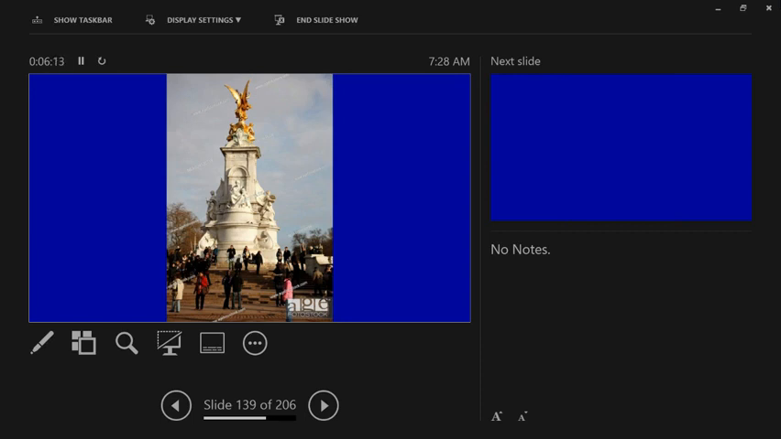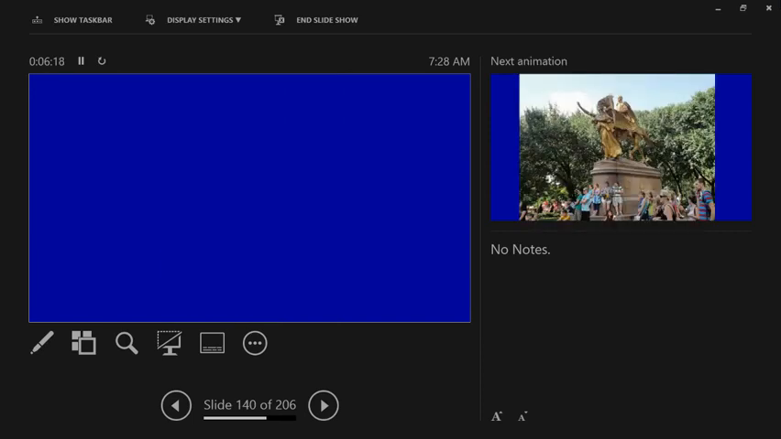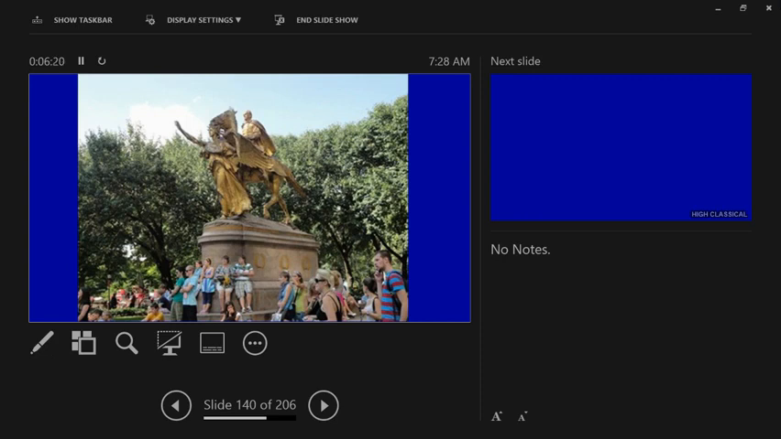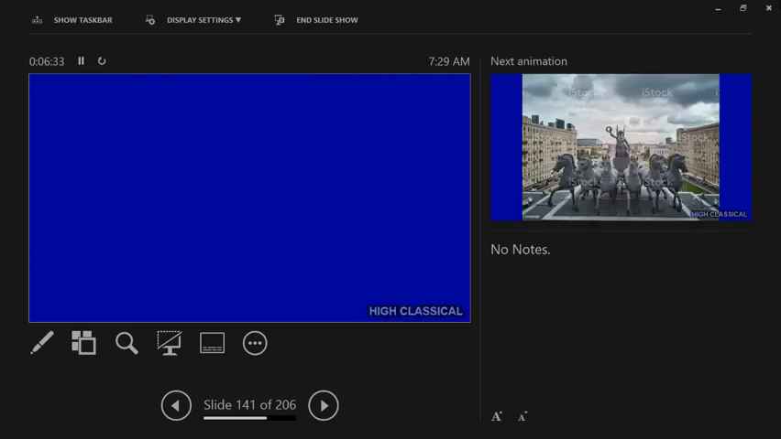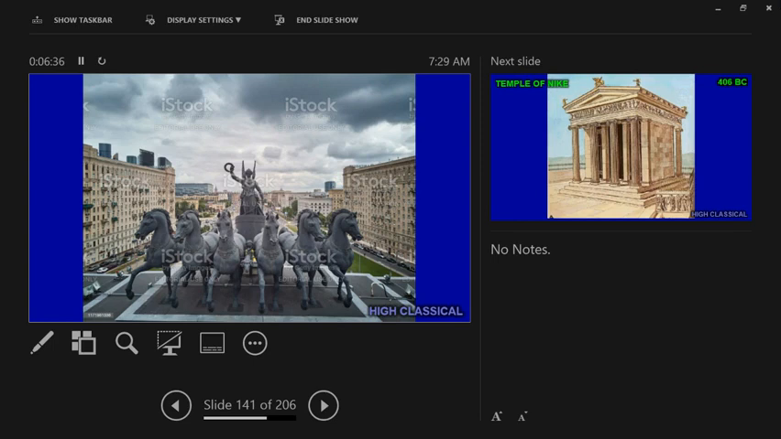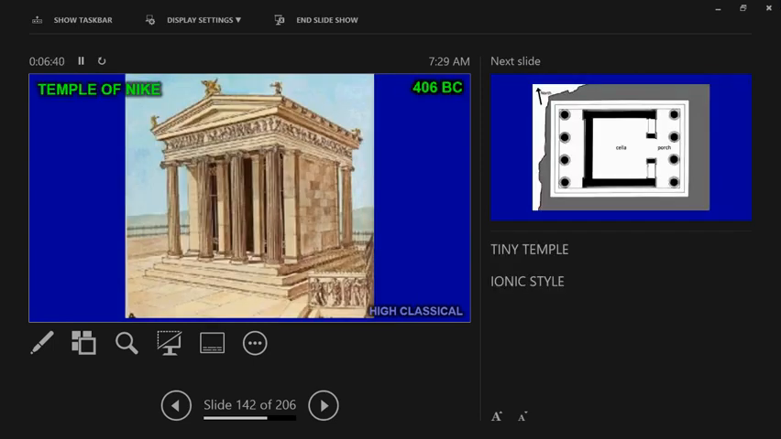If ever you are in a public place and you see some sort of a winged person up above, well, that's Nike. And here we have, I don't even know what this place is, but you can see that it has this leader on a horse, and Nike is guiding the way because she's leading him to victory. And you often see it on top of buildings. So let's take a look at the temple.